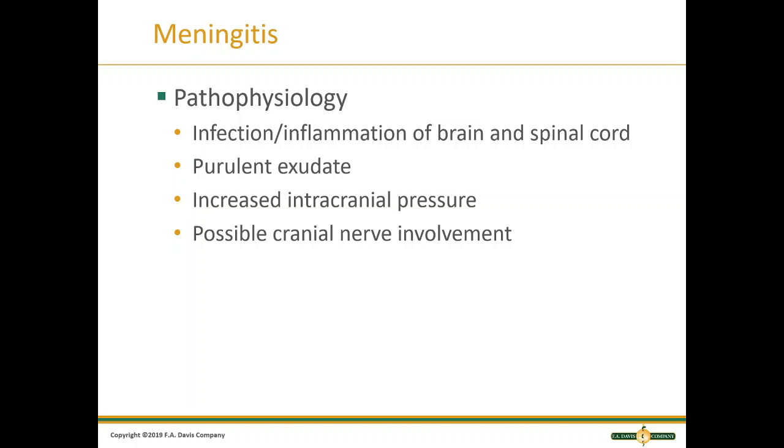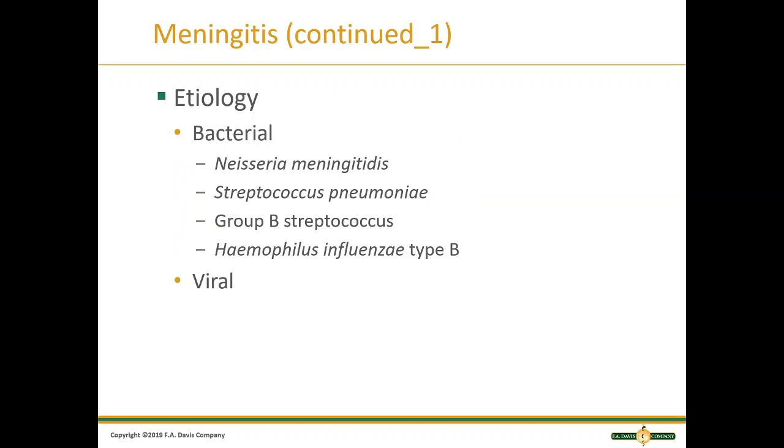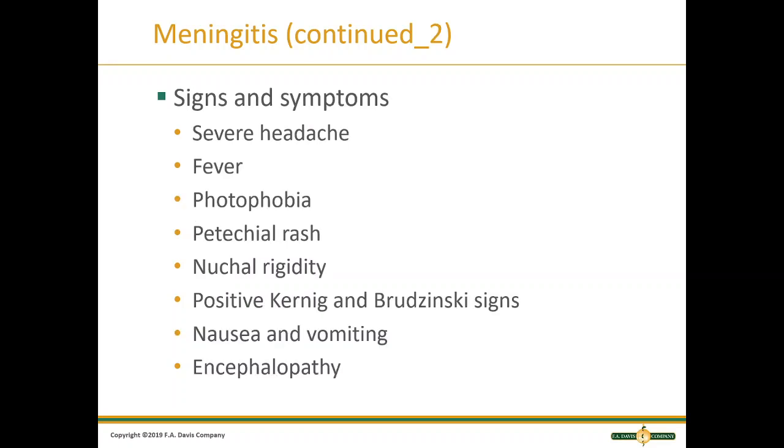Meningitis is what we're starting with. This is an infection that causes inflammation of the meninges surrounding the brain and spinal cord. So we will see purulent exudate, increased intracranial pressure, yes, ICP, and possible cranial nerve involvement. This can be manifested from bacterial or viral, okay? So those are the different bacterials that they can come from.